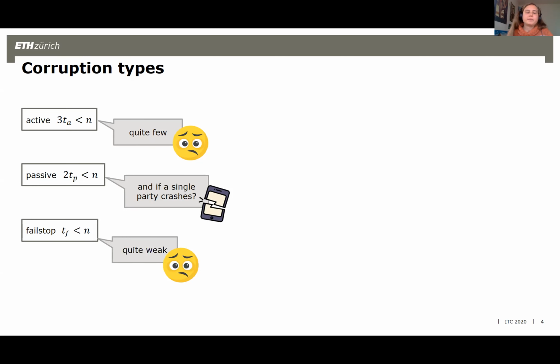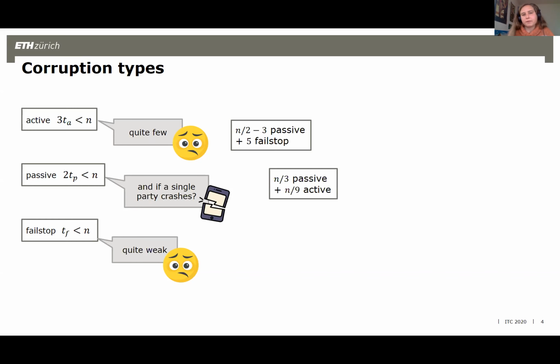So all of these settings have advantages and disadvantages. Now I have my application, I have some setting, and I want to choose a protocol. This is not very flexible because I have to choose one of these three, and maybe none of them is actually suited for my application. So what if I want something in between? For example, I want to trade off a bit of passive corruptions for more fail-stop corruptions, or a bit of passive corruptions but a few active corruptions, because people are usually not actively corrupted.